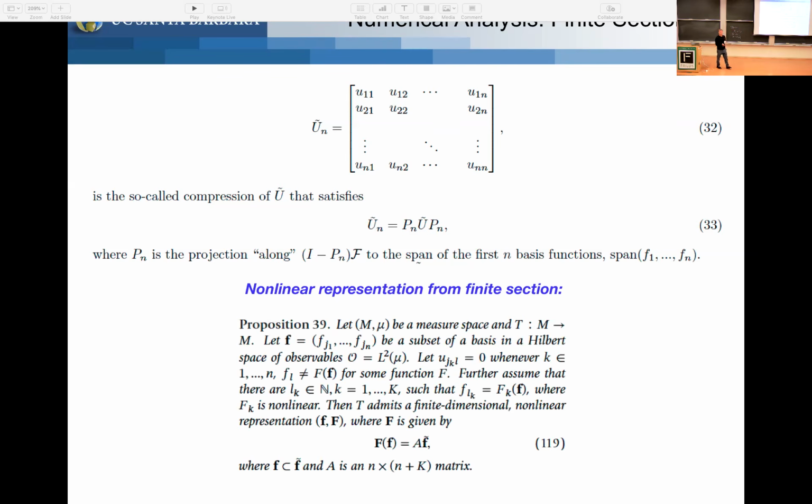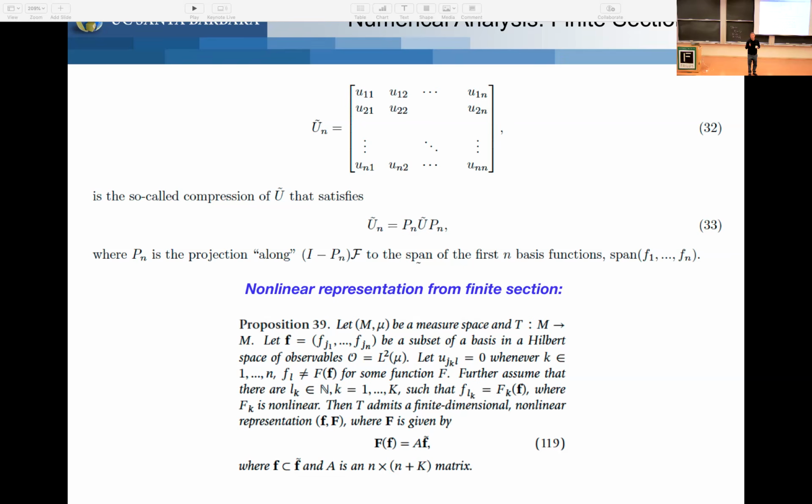You can get nonlinear representations from a finite section. So let me describe this again. There is a matrix up there, and suppose that I have a finite set of functions, fj1 to fjn. And they depend on themselves and a bunch of other functions that are in the same basis. But all the other coefficients are 0. If you find that, you actually have a nonlinear representation.